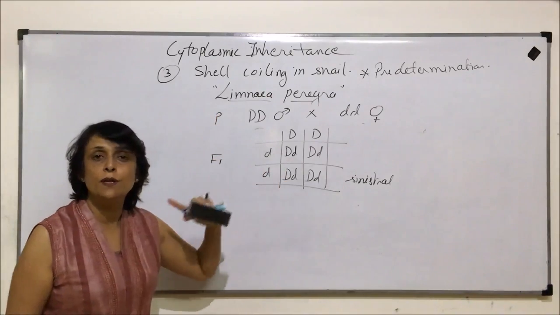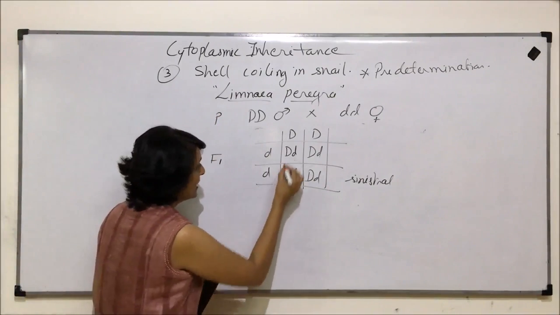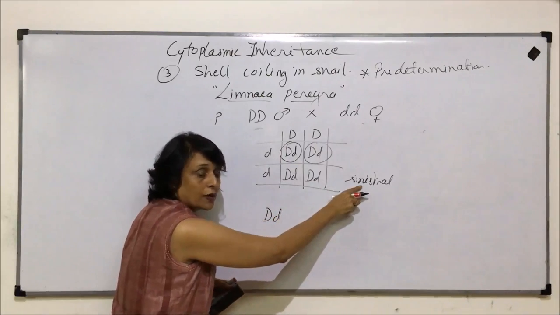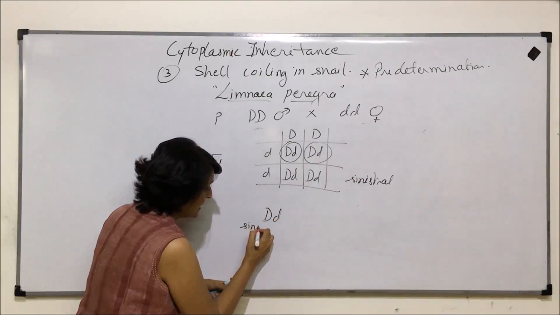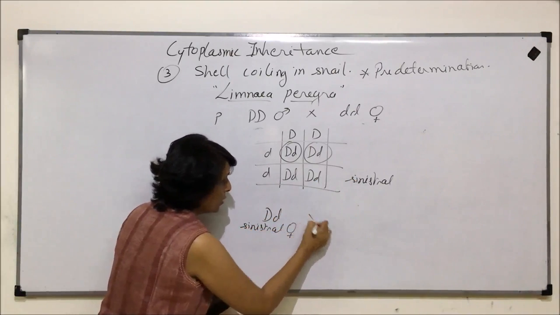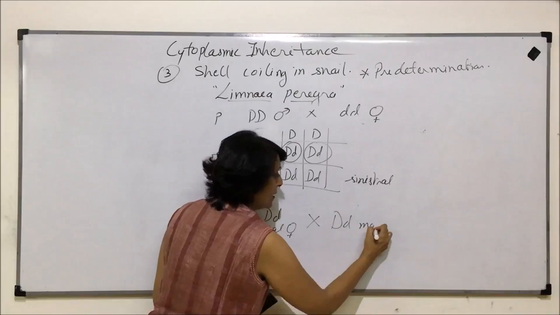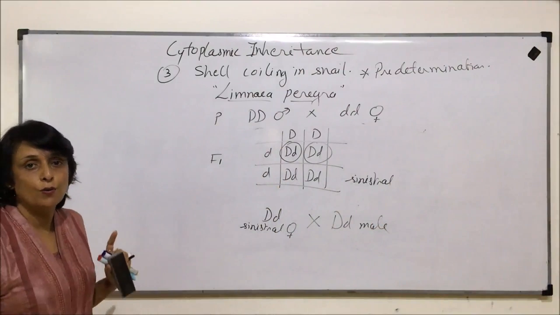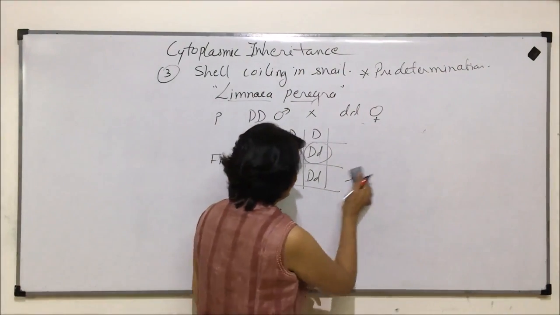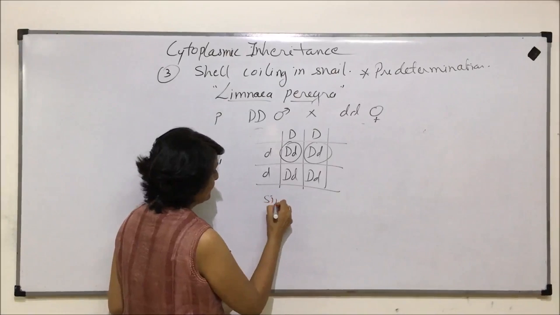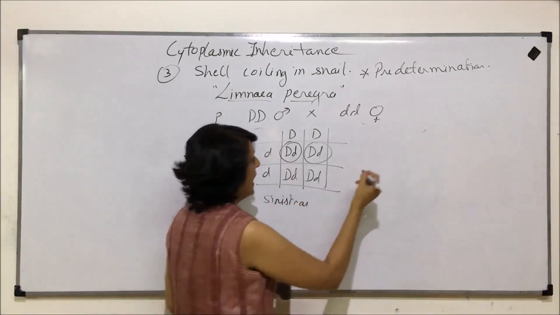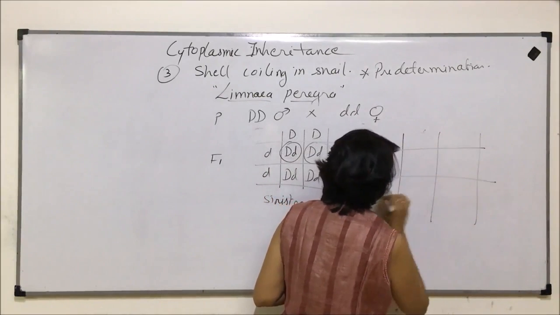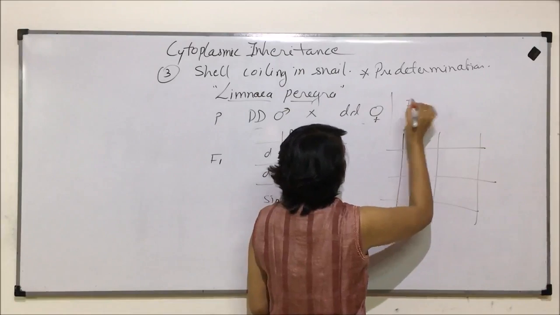If F1 members are crossed, that means we are taking, say, these individuals. All four are sinistral. So we are taking sinistral female crossed with sinistral male from F1. Now, in F2, what is going to happen? So let me write it here. All four of these are sinistral. In F2, this is F2 that we are talking of.